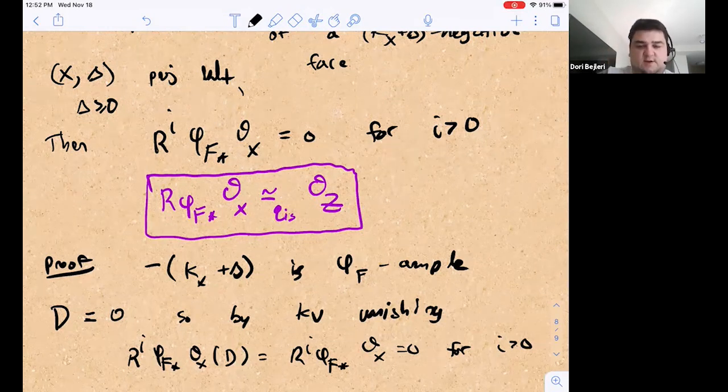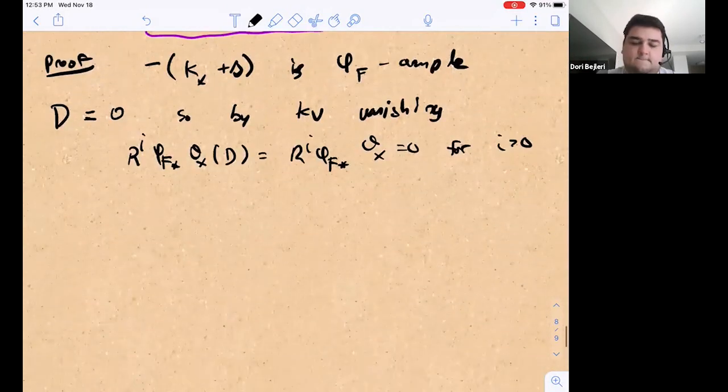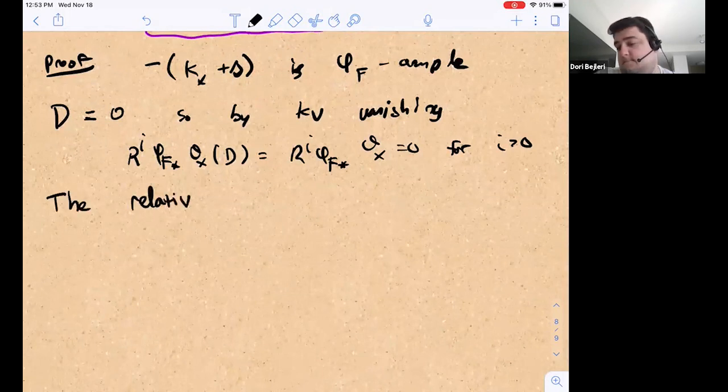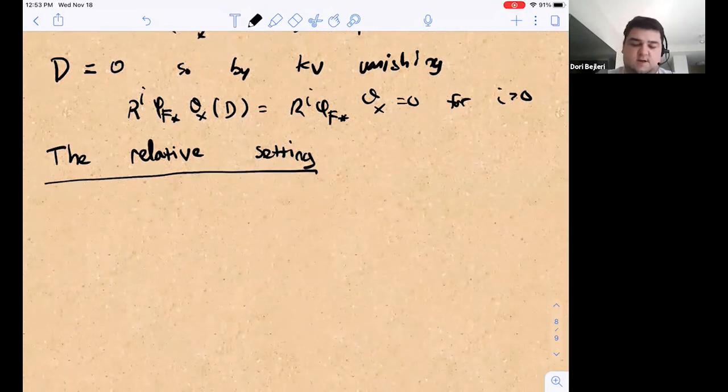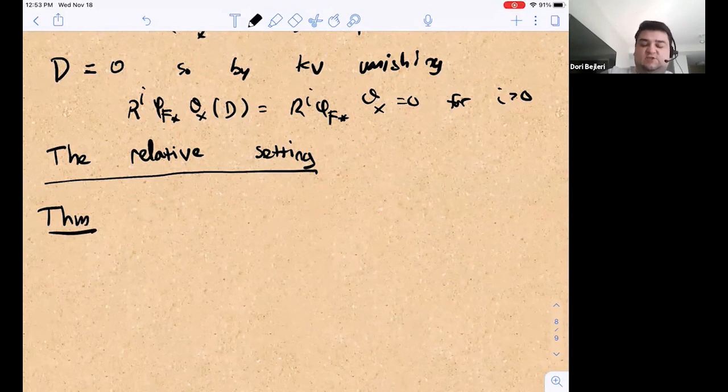Okay, so next we want to see that we can extend all of these results to the relative setting, where instead of having a projective variety, we have some variety that's projective over some base. So the first thing, we want a relative base point free theorem. And we'll see that the interesting thing is that to prove the relative base point free theorem, we actually need the cone theorem in the absolute case, which is kind of interesting.